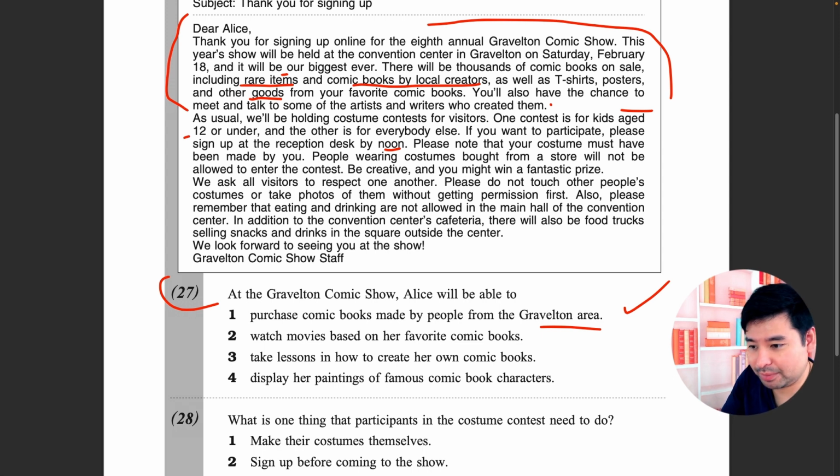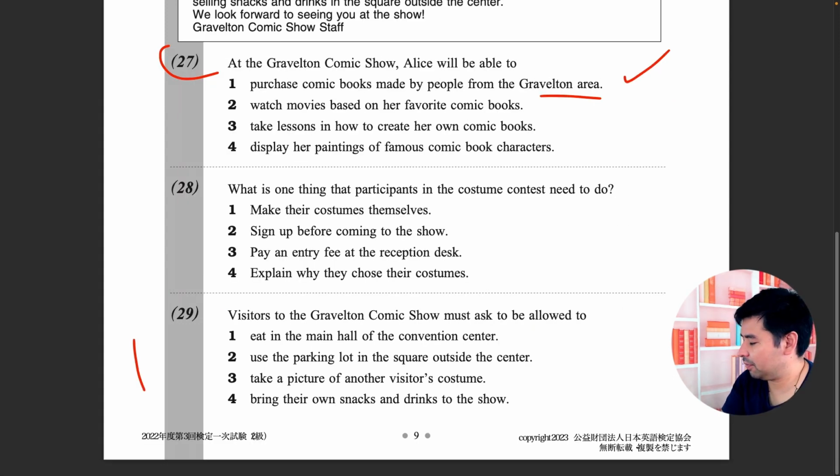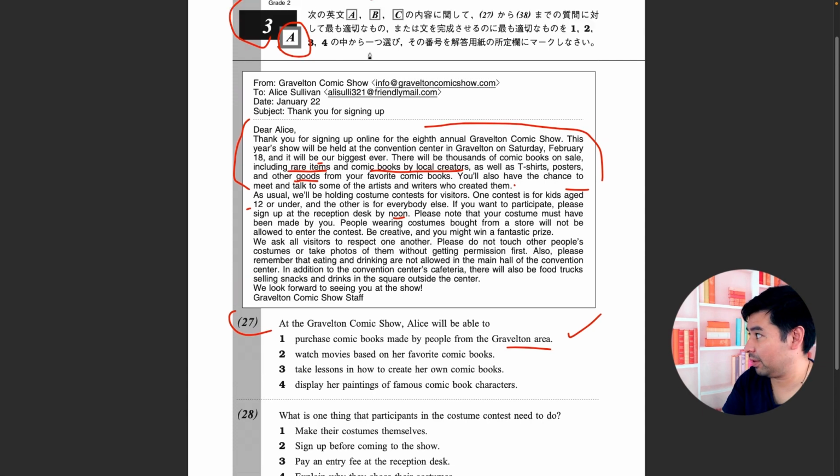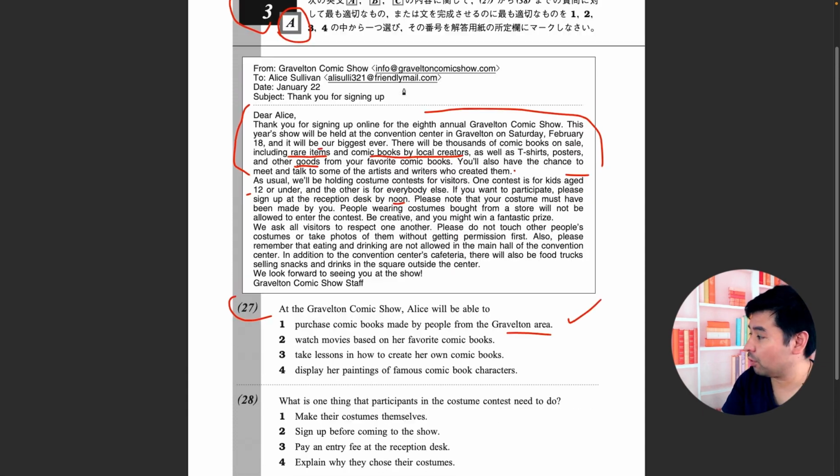Did you get it? Okay, so is everything okay, right? So let's continue. Let's pretend that you have finished this one. You got answers for 27, 28, 29. Okay, and this is part A. So we go to part B.